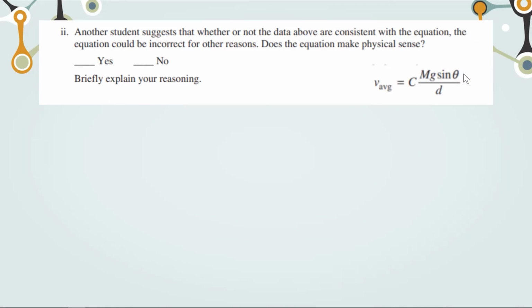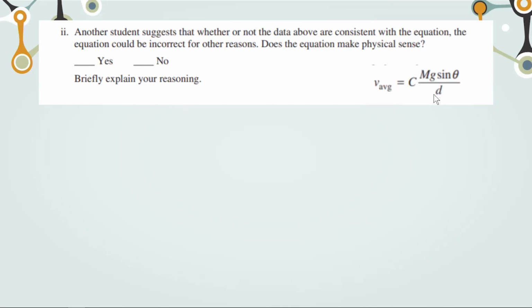mg sine theta, this is the component of gravity. And earlier we said that a stronger component of gravity would mean a stronger acceleration and thus increase the velocity to a higher amount. And thus this would make our final average velocity higher. This part here holds true, our numerator holds true. And C is a constant, so we can just ignore it.